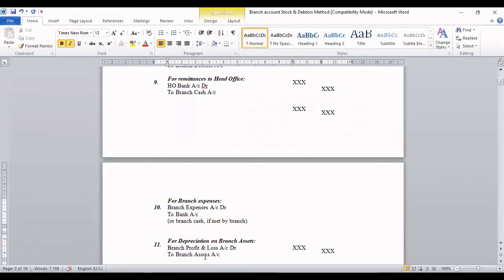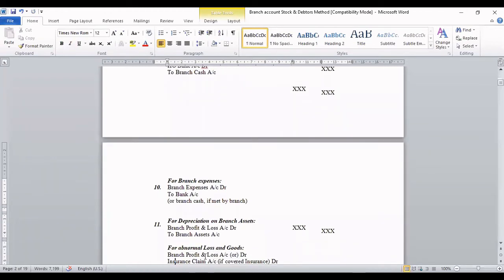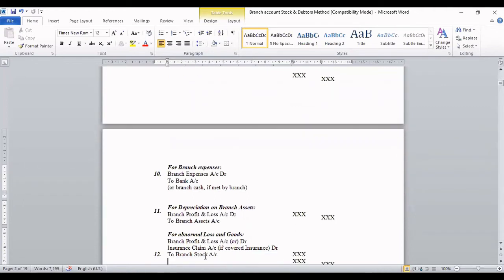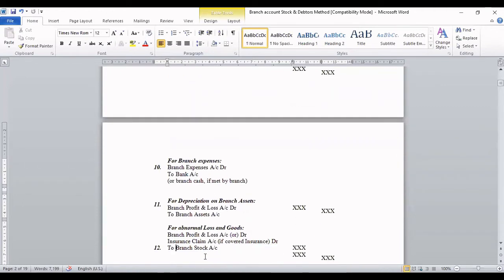And the next entry is for depreciation on branch asset. For that, the entry will be branch P&L account debit to branch asset. This is going to reduce my asset, so I have to credit the asset, correct? And again, it is my expense of the year. So the entry will be branch P&L account debit to branch asset. Is this clear, everyone? Yes or no? Yes, sir. Okay. Now see the next entry.